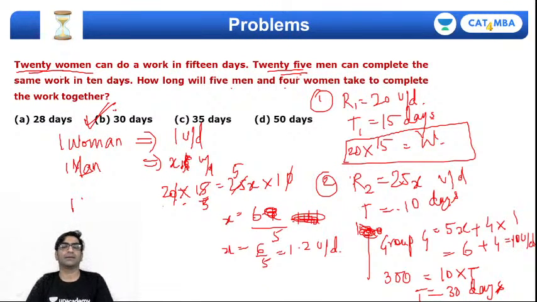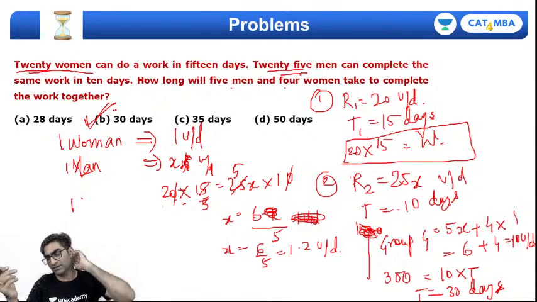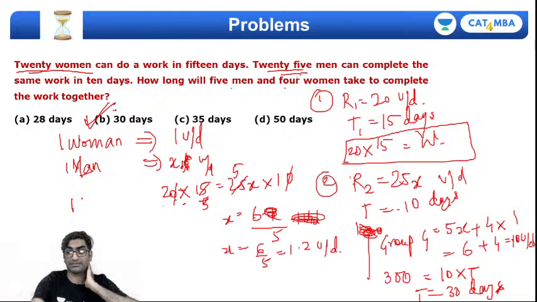है ना? तो पहले मैंने women का rate assume कर लिया, and by equating work done by 20 women in 15 days with work done by 25 men in 10 days, I can calculate the rate of a man. And once you have rate of a man and rate of a woman, you can calculate the group rate, and using work given, you can calculate the time taken.